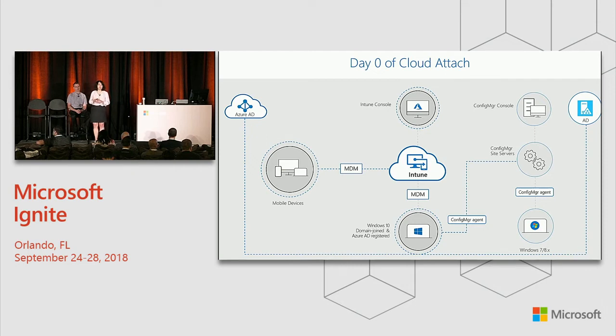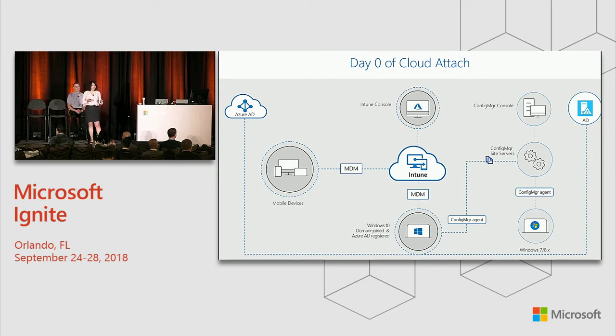Okay, now you're ready. Everything is done. And you turn on co-management with this just four clicks process. Easy, right? So what next? What happens after you turn on co-management? What do you expect? This is what we call day 0 of cloud attach. On day 0, as Tristan also mentioned earlier, there's really nothing changed for your existing processes. Whatever you deployed through ConfigMgr is still flowing down to the client.